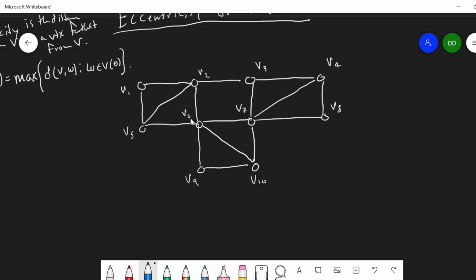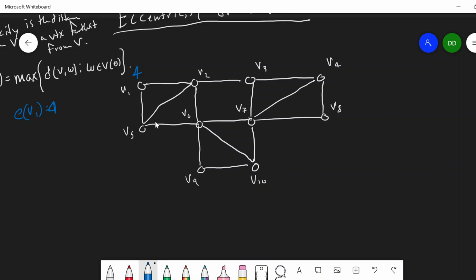Let's see. 1, 2, 3, 4. The distance between V1 and V8, sorry, 1, 2, 3, 4. It takes 4. The distance between V1 and V8 is 4, and this is the furthest vertex from V1, right? We could check all the other vertices, but hopefully you can see that V8 is the furthest one. That is, the maximum of all the distances between V1 and any other vertex of the graph is 4. And so the eccentricity of V1 is 4. I'm going to go ahead and mark 4 here on the graph.